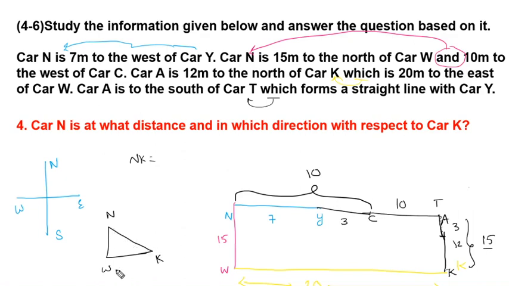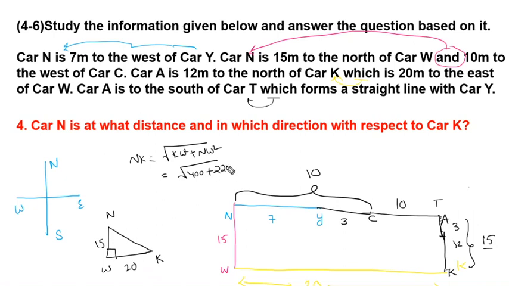We know the distance between W and K is 20, and the distance between N and W is 15. So according to the hypotenuse, what do you say, Pythagoras theorem, hypotenuse square equals side square plus side square. So NK equals under root of KW square plus NW square. So KW square means 20 square, which is nothing but 400, and then NW, 15 square.